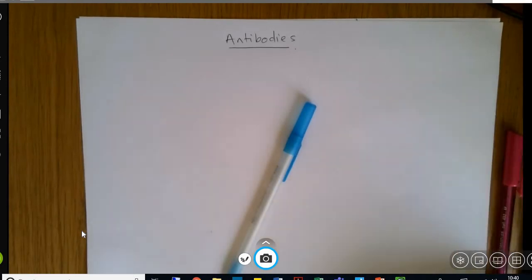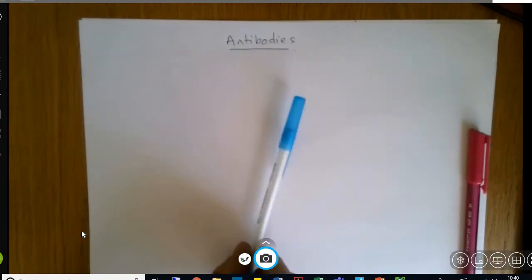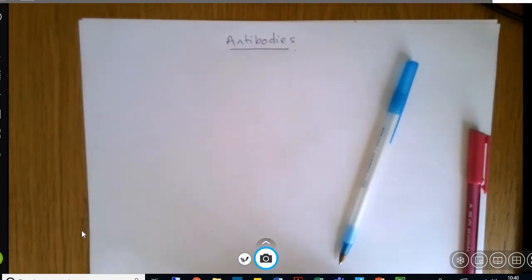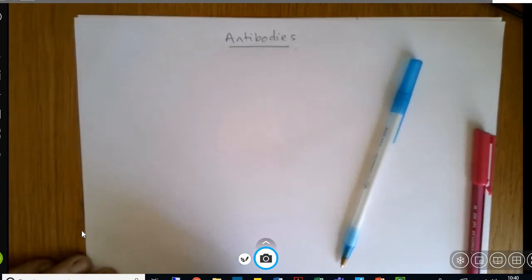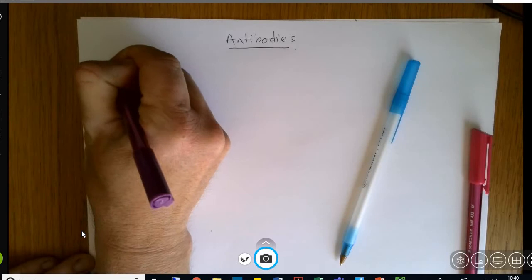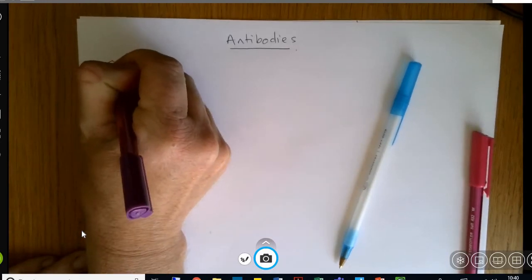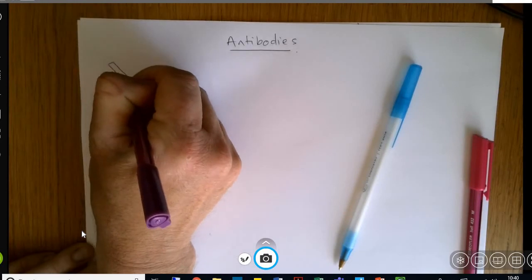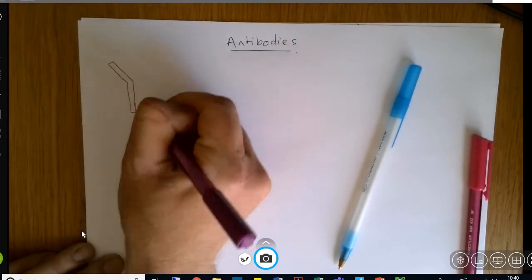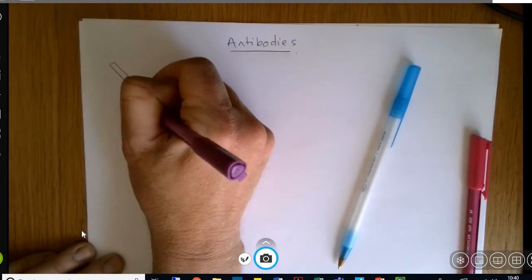Okay, let's kick off with antibodies then. So, first thing we need to know is the structure of the antibody itself. It's a fairly straightforward structure, but one you need to be able to fully understand. So I'm just going to draw that for you now. And this is something you're going to need to be able to recognise.